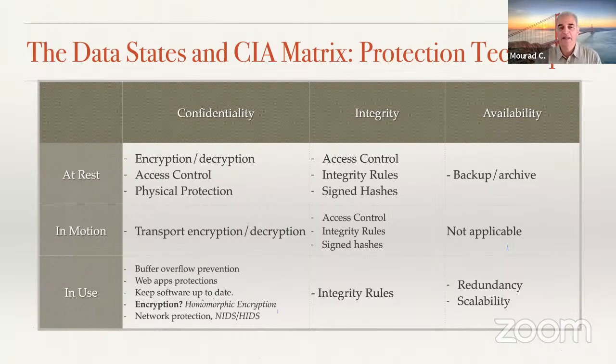Okay, in the second matrix, we show some protection techniques, right? How do you protect against the attacks that we showed in the previous table? For data at rest, to protect confidentiality, one technique is encryption and decryption that we mentioned earlier. Another technique is access control. And another technique, which we don't think about very often, is physical protection. Basically, if you have a disk and you are absent for a long time, put it in a room, close the room, lock it. That's physical protection. No one will be able to access the data, or archive data, or tape, or anything like that where data is protected.